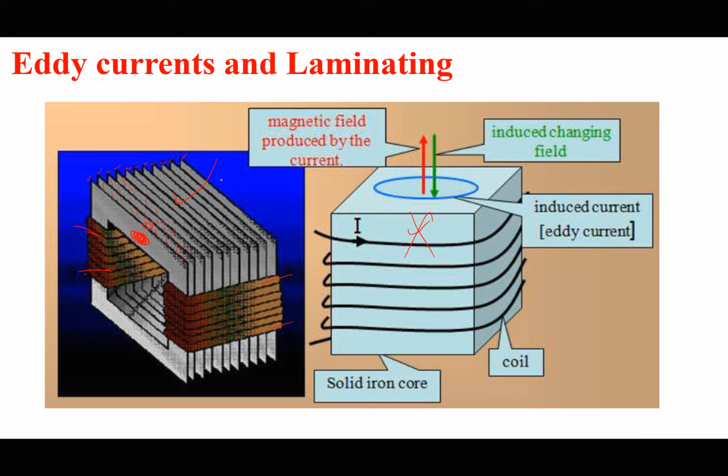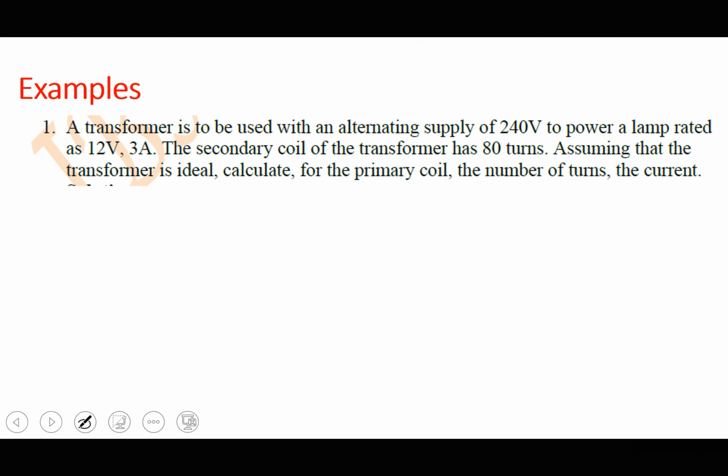Okay, I think I've said a lot, so I think we need to do a few examples. Example number 1, a transformer. A transformer is to be used with an alternating supply of 240 volts to power a lamp rated at 12 volts, 3 amperes. The secondary coil of the transformer has 80 turns.